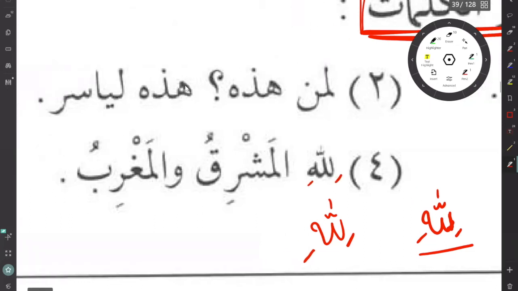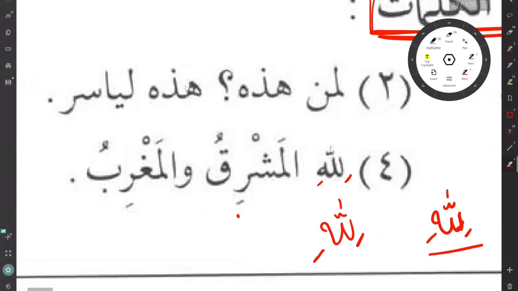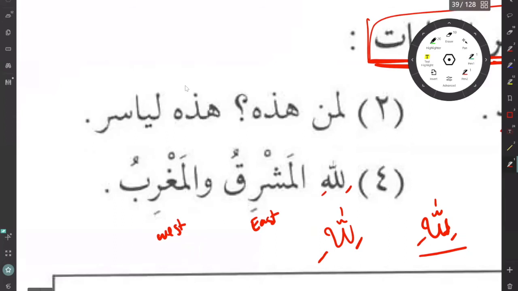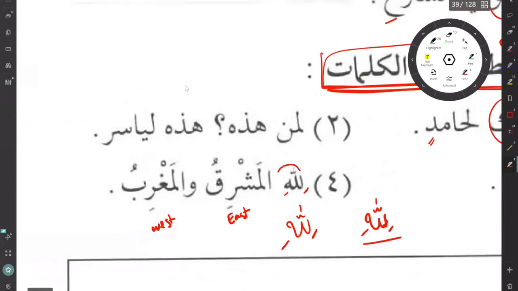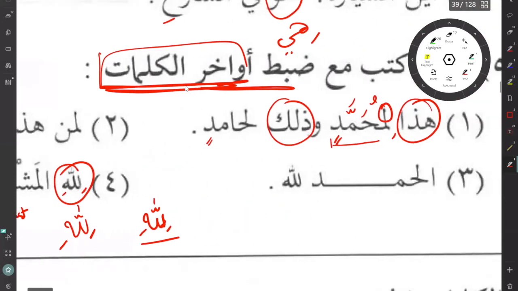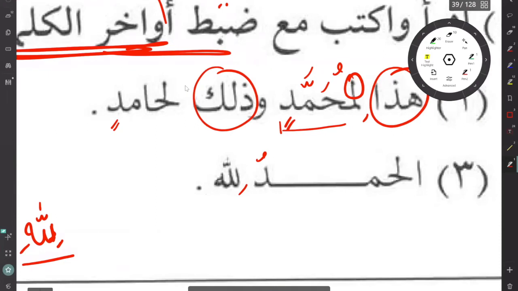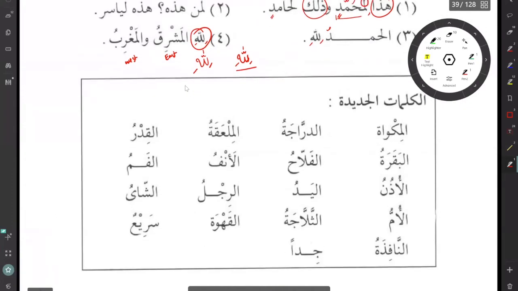You know what mashriq? What maghrib? Mashriq is east and maghrib is west. So for Allah is the east and the west. Now, okay, keep this in your mind. Same thing here. Alhamdu lillahi. Okay. Jade. So we have al-kalimat al-jadida.